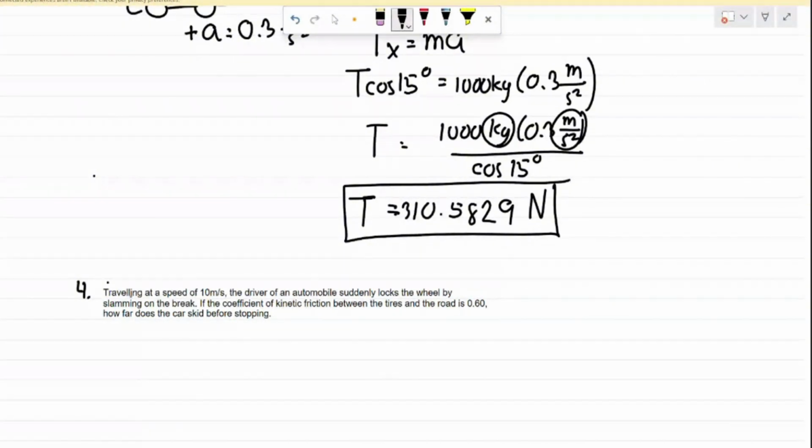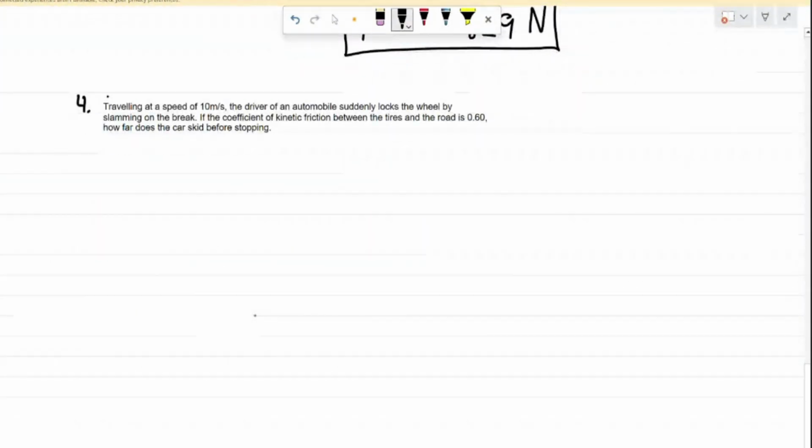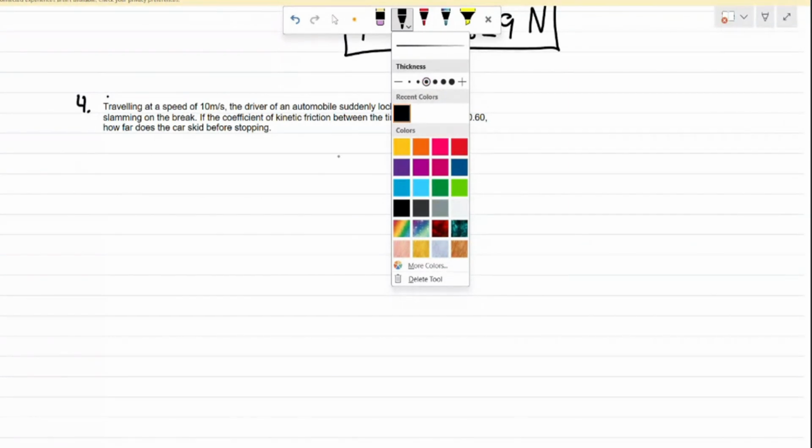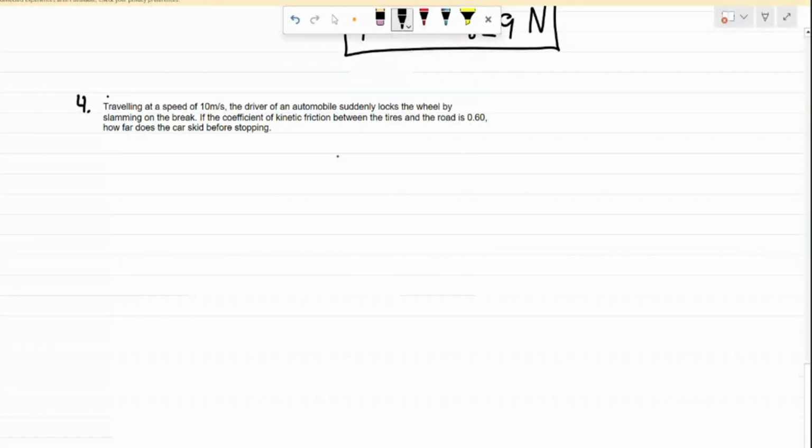Okay, so problem number 4. Sabi dito, traveling at a speed of 10 meters per second, the driver of an automobile suddenly locks the wheel by slamming on the brake. If the coefficient of kinetic friction between the tires and the road is 0.68, how far does the car skid before stopping? Sir, ito po ulit yung ating automobile.